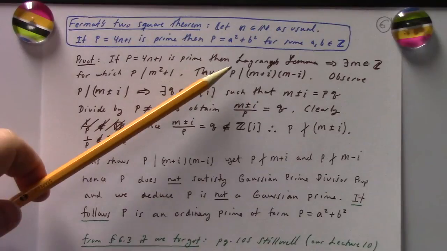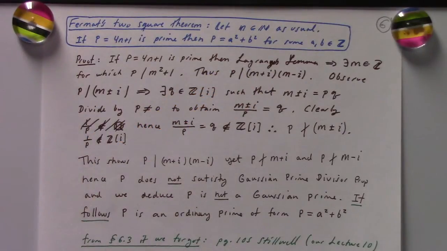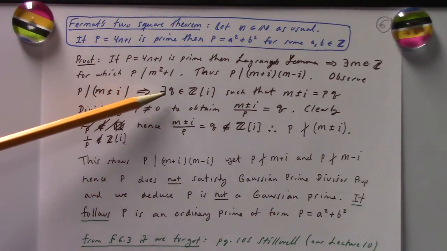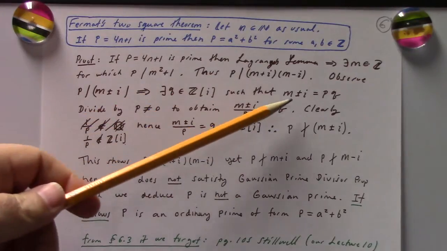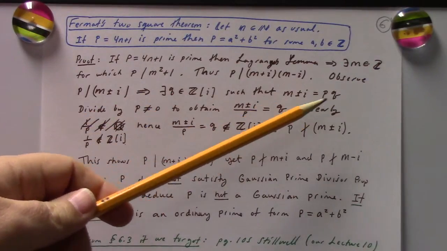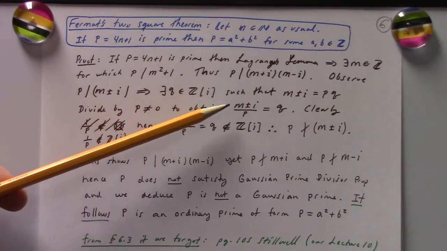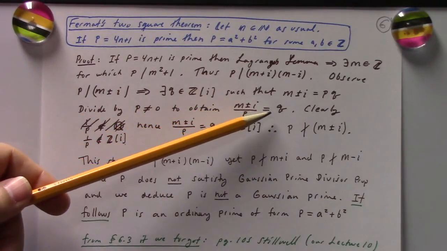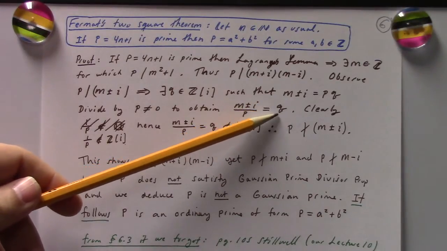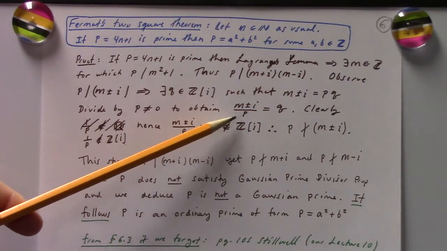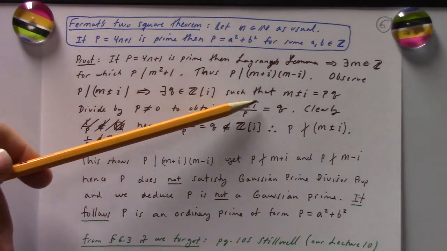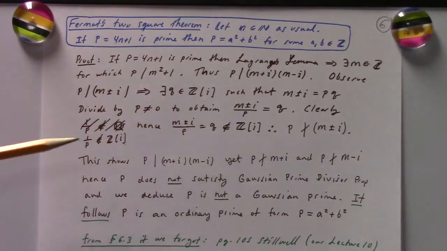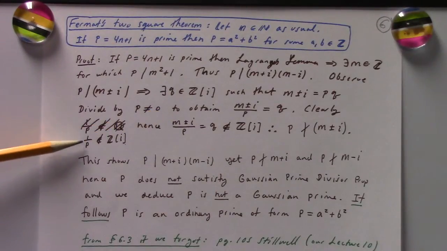But that means that p divides m plus i times m minus i in the Gaussian integers. So observe, I'm working towards a contradiction here now. Observe, if p divides m plus or minus i, either one, that would mean that there exists some Gaussian integer q such that m plus or minus i was equal to pq, right? Okay, but if you divide by p, then that gives you that m plus or minus i over p is equal to q. Now that's kind of weird, because q is supposed to be a Gaussian integer, but what's on the left-hand side here pretty clearly isn't, because, for example, just focus on the 1 over p, that's a coefficient of i. Well, 1 over p is not an integer, because p is prime, which means it's not 1.